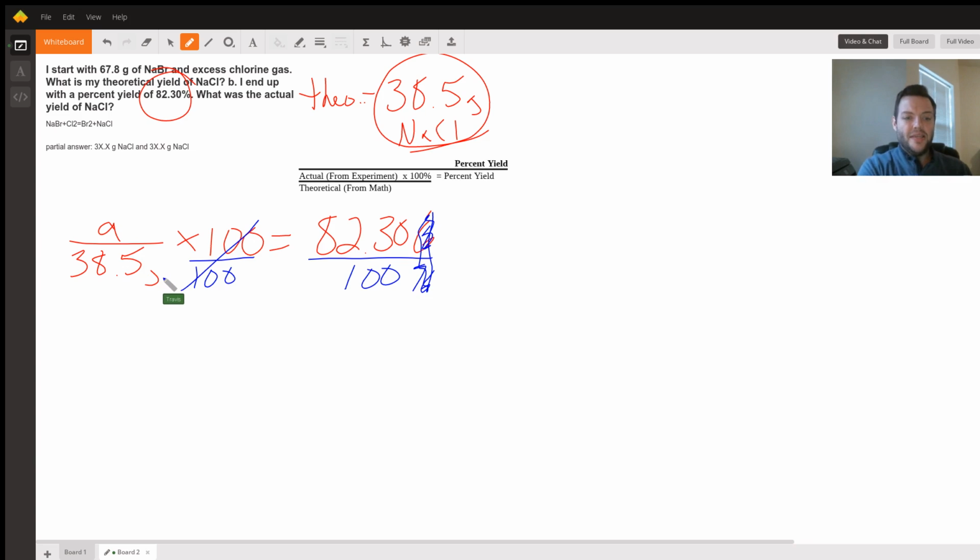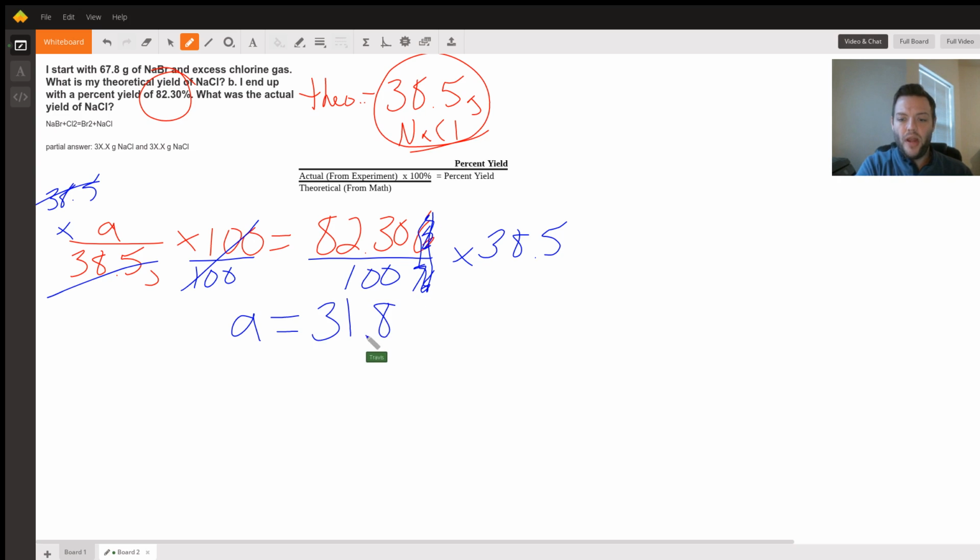Lastly, this A, our unknown actual yield, is on top. In order to isolate that variable, we would need to multiply both sides by 38.5. Multiply both sides by 38.5. That cancels it on the left, and that leaves us with only our actual yield. So if we plug it into the calculator, 82.3 times 38.5 divided by 100, that gives us an actual yield of 31.8 grams of sodium chloride.